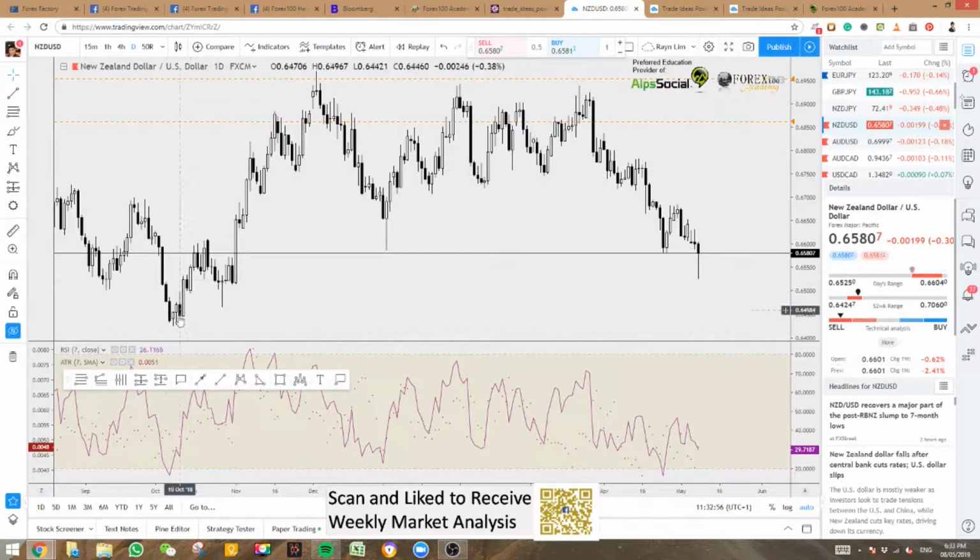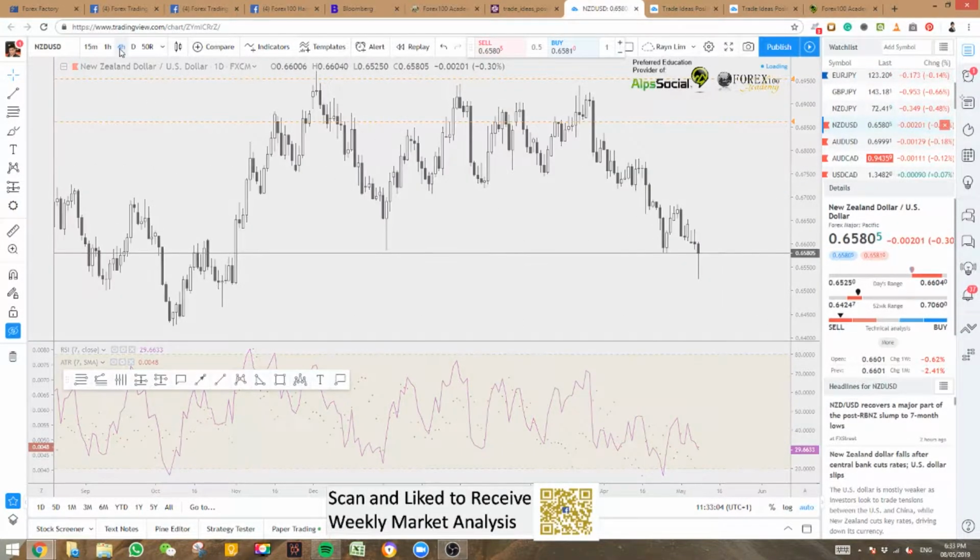Alright, on the daily chart, market has such movement. Alright, on the daily chart, there is a potential trading opportunity over here.